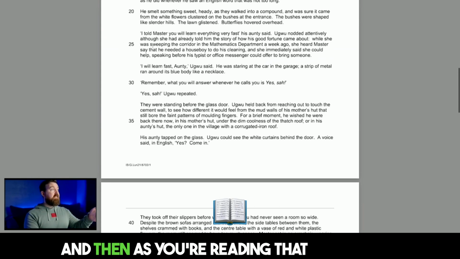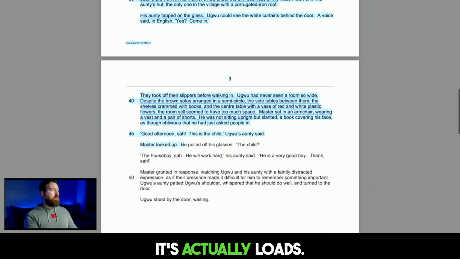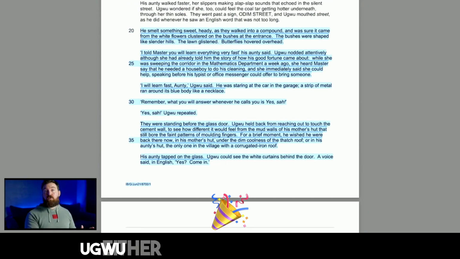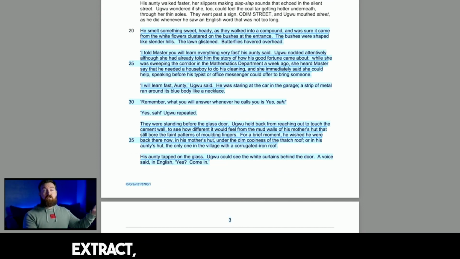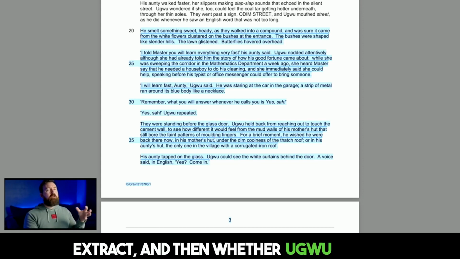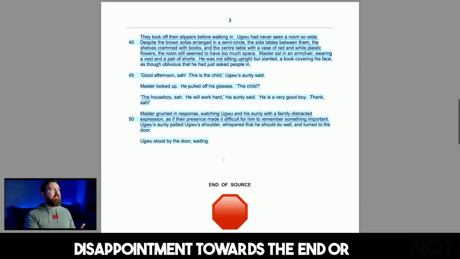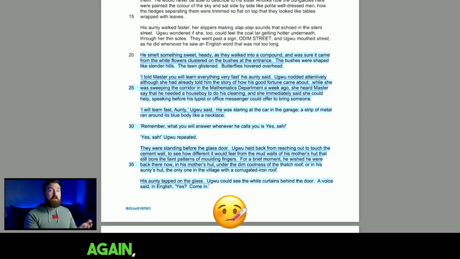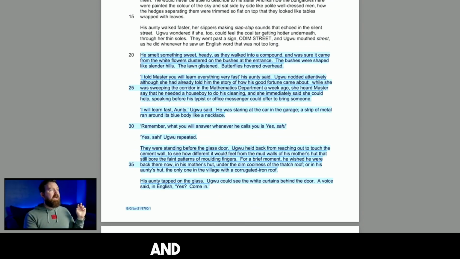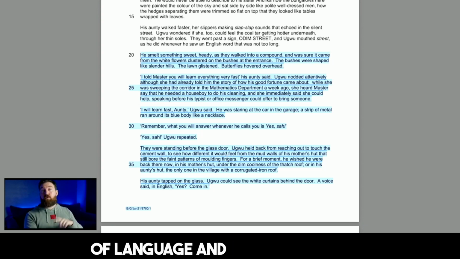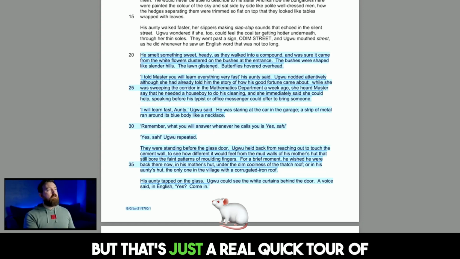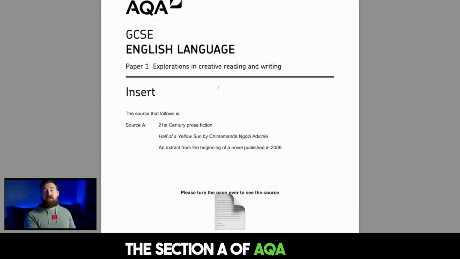And then as you're reading that big section, you can be looking for evidence of why Ugwu either shows excitement or not at the beginning of this extract, and then whether Ugwu shows disappointment towards the end or not. Now for this question 4, you will also do what's called a judgment. Again, I'll go through that with you, and you will do a bit of language and a bit of structure. But that's just a real quick tour of section A of AQA paper 1.